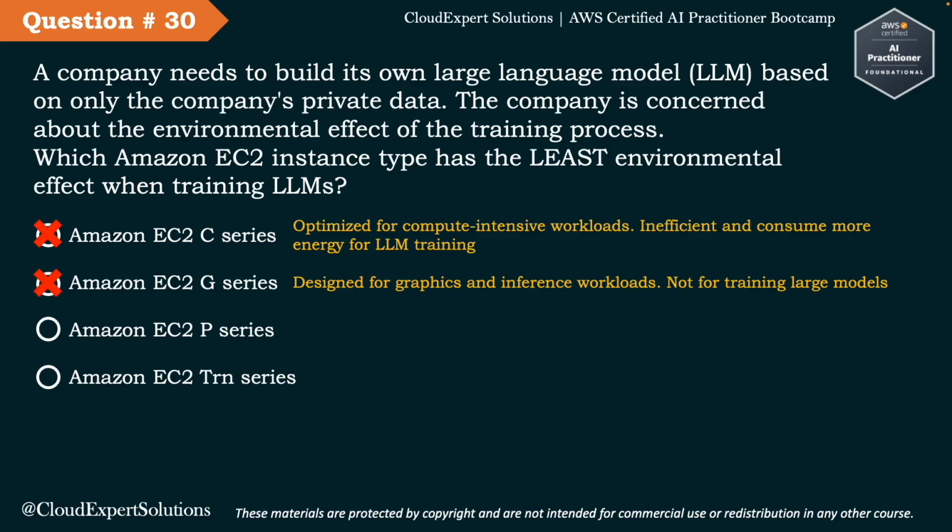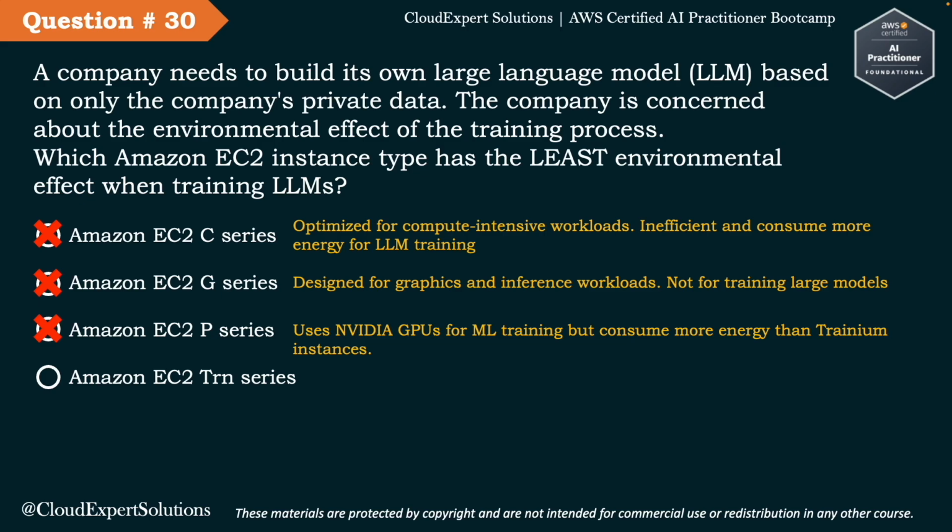Option number 3, Amazon EC2 P series. P series instances use NVIDIA GPUs for machine learning training. These are powerful but consume significantly more energy compared to Amazon Trainium based or TRN series EC2 instances. Since we have option number 4, Amazon EC2 TRN series, let's mark option number 3 as incorrect.